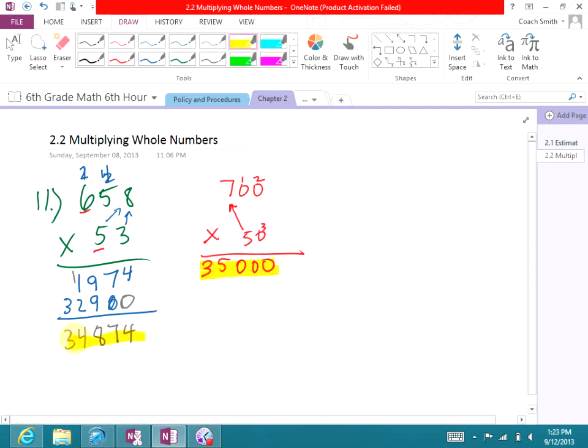Now, if we compare 35,000 and 34,874, that's close. With this big of a number, that's close. Realistically, if I rounded 34,874, it would be up to 35,000 or 30,000, depending on which way you did it. If you use the first digit as rounding, then we'd round there. But this right here, 35.